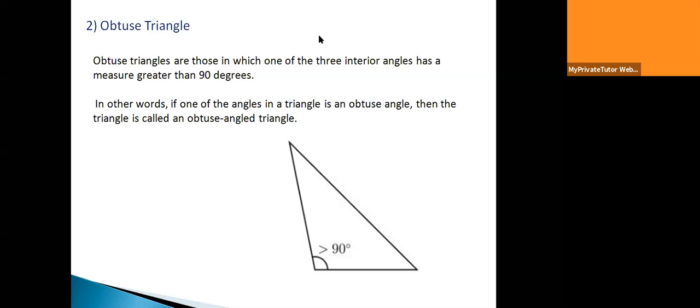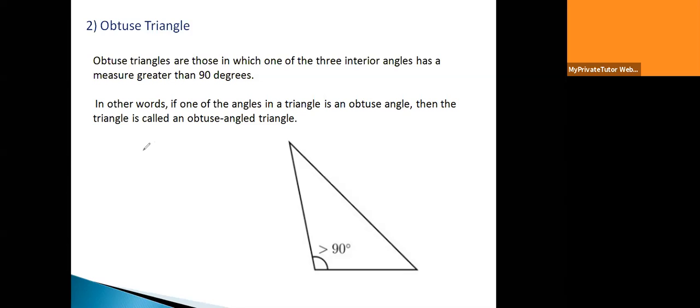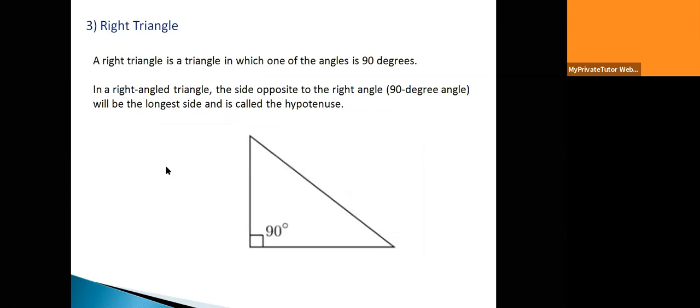And one more thing, I have a question for you. Do we get a triangle where two angles are more than 90 degrees? You understand my question? Do we have a triangle where two angles are more than 90? No, sir. It's impossible. So only one angle can be more than 90 in any case, at the maximum. Okay, very nice.